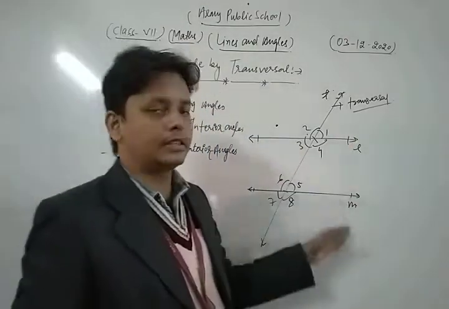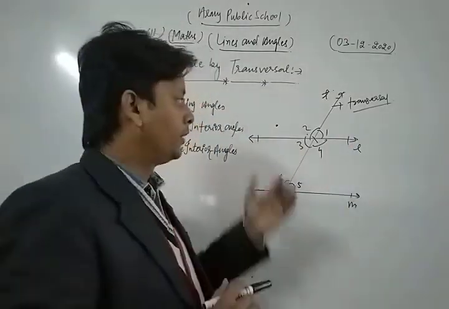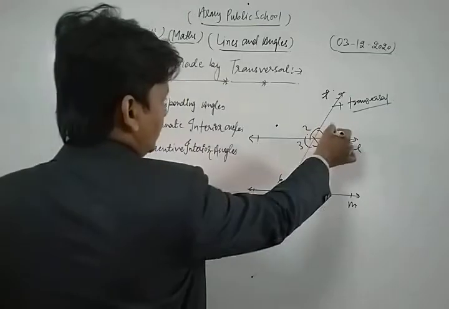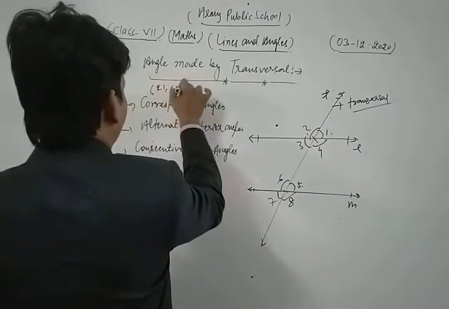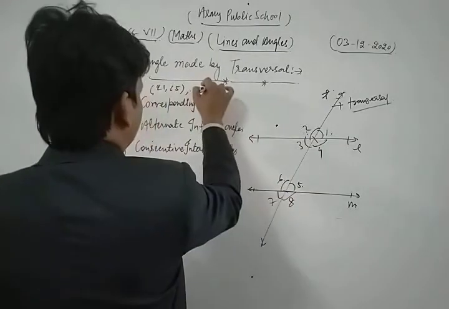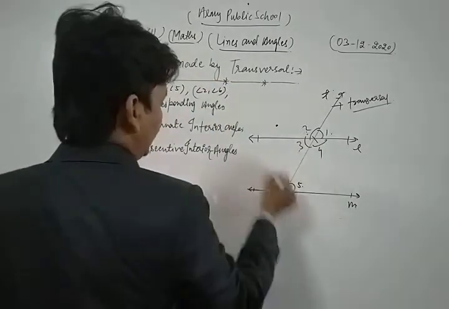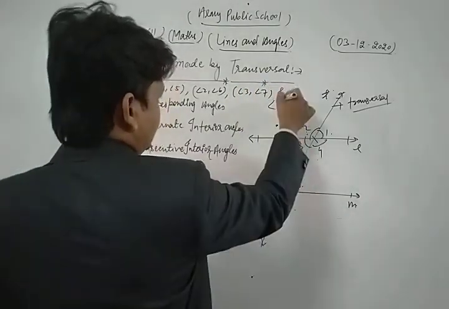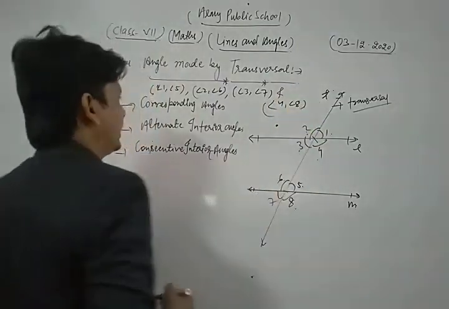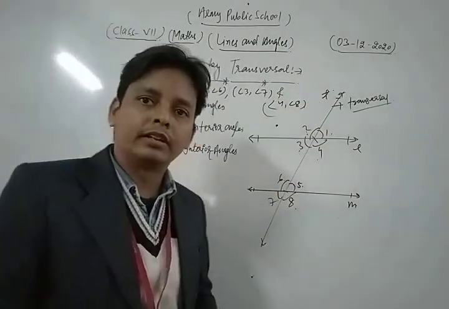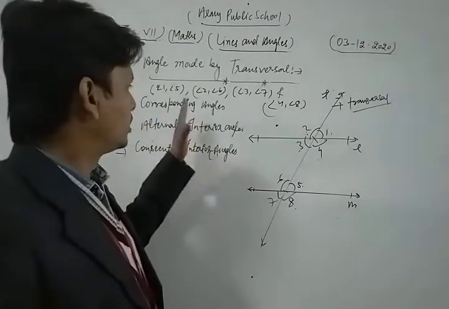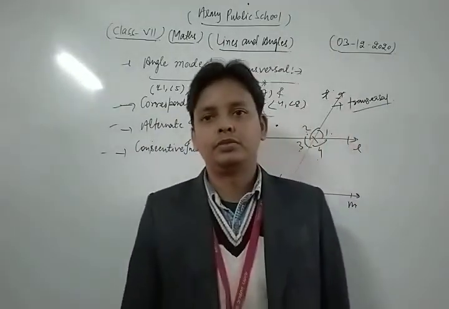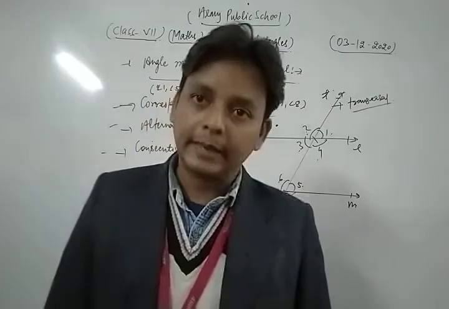Here, dear students, if two parallel lines are cut by the transversal T, in that condition, which are the pairs of corresponding angles? The pairs of corresponding angles are angle 1 and angle 5, angle 2 and angle 6, angle 3 and angle 7, and finally angle 4 and angle 8. These are the pairs of corresponding angles.